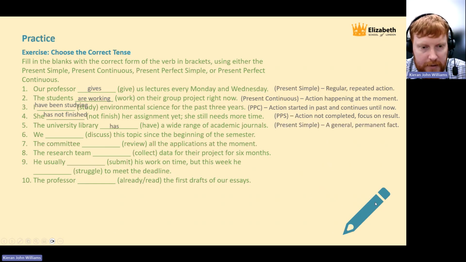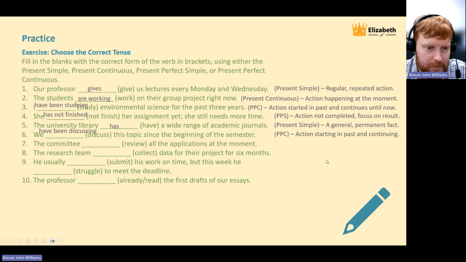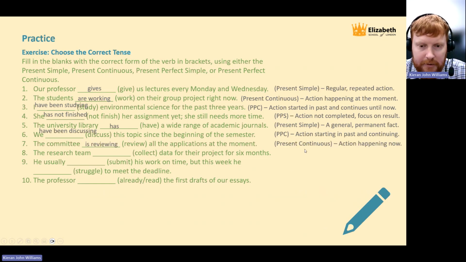Number 5, you needed has, which is present simple. This is something that is a fact or something that is generally true. Okay, number 6, it tells us since the beginning. So we should be using have been discussing, which is present perfect continuous, something that is continuing now. Number 7, it should be is reviewing, present continuous, again, because it tells us at the moment something happening now. Number 8, has been collecting, again, because we have for 6 months, this should be present perfect continuous, something that started in the past and continues.